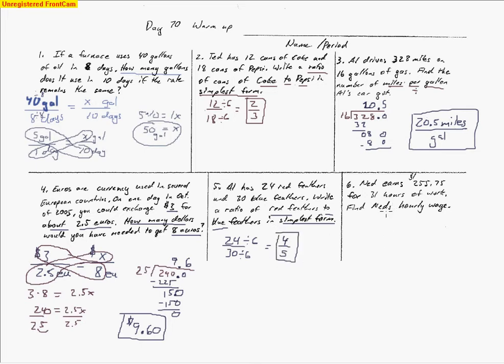Last problem says Ned earns $255.75 for 31 hours of work. Find Ned's hourly wage. So this is how many dollars per hour he makes. So we're going to divide 31 into $255.75. We're going to add that decimal point straight up since we know it goes there and start doing the division. So 31 doesn't go into 25. The first number is going to go right above the 5 here.